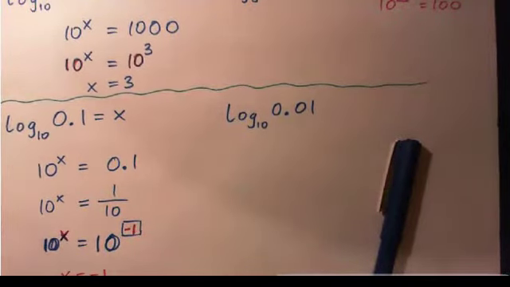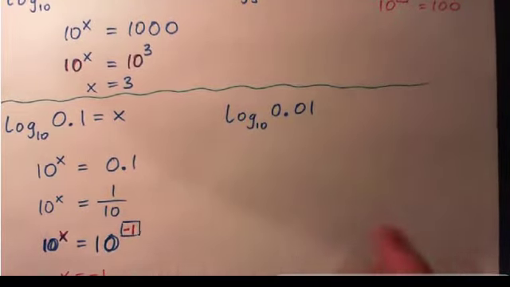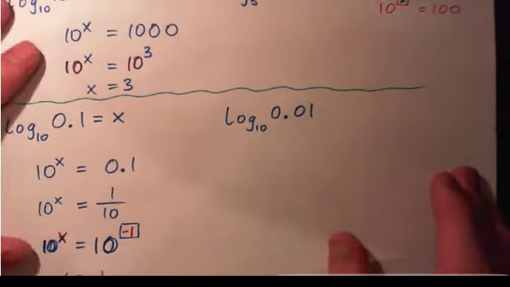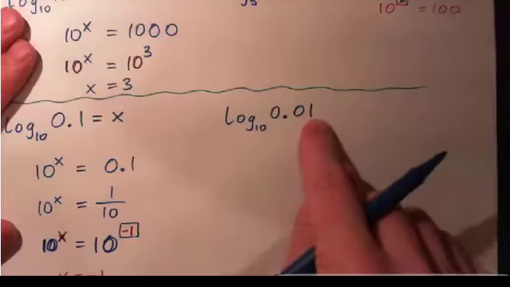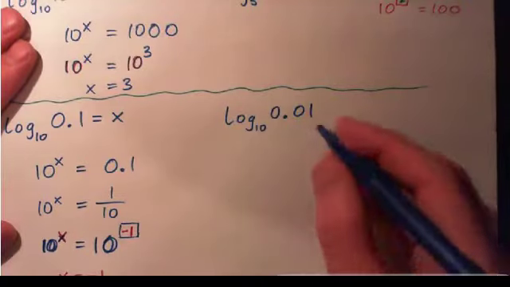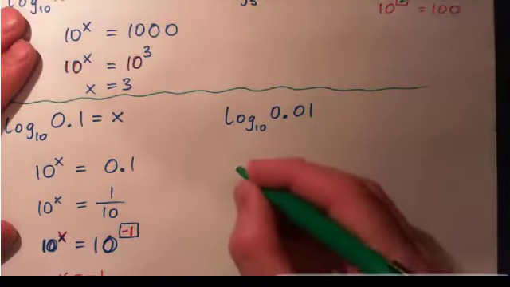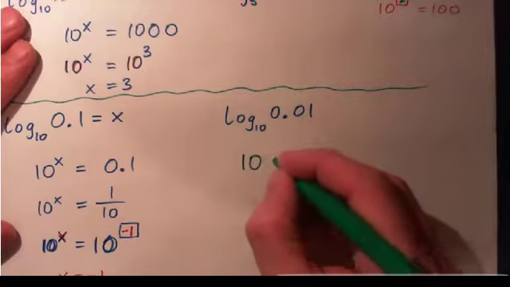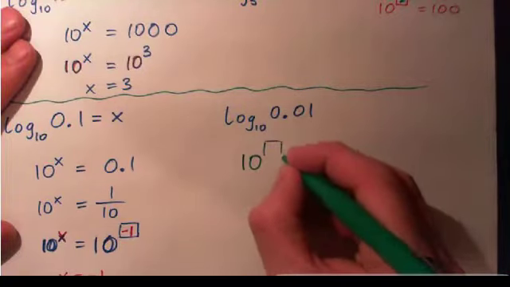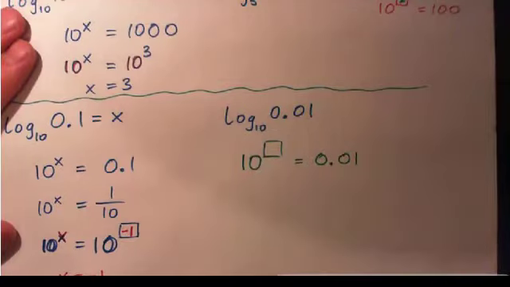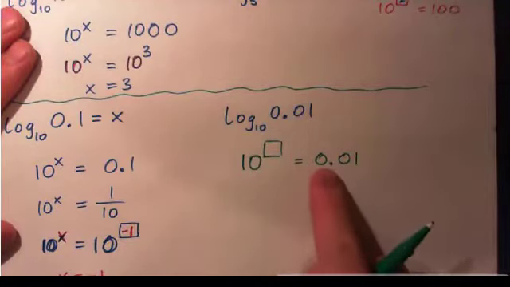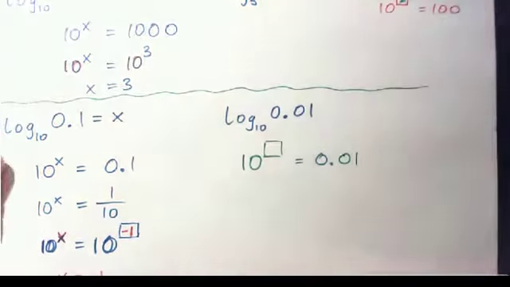But I don't know if you like to do it this way or if you just like to try and figure it out. Like if I'm getting log base 10 of 0.01, what I'm saying is basically 10 to the power of what gives 0.01, right? And then I could figure this out.